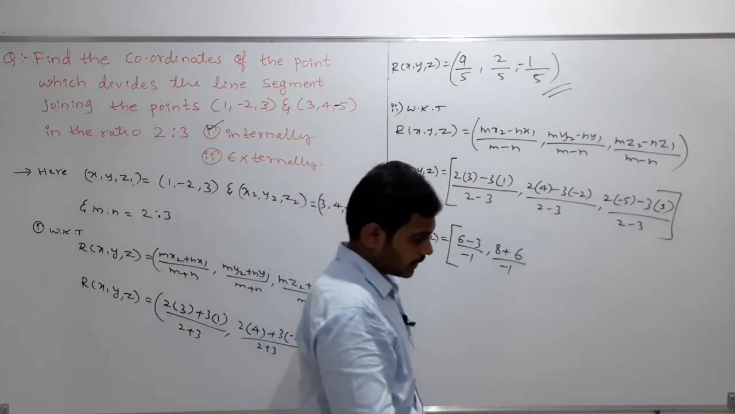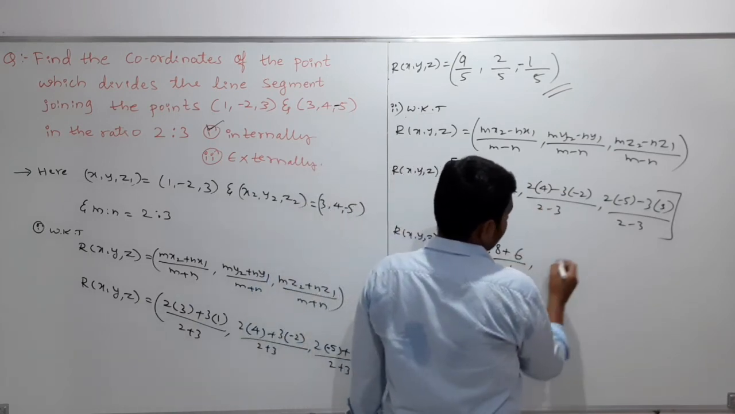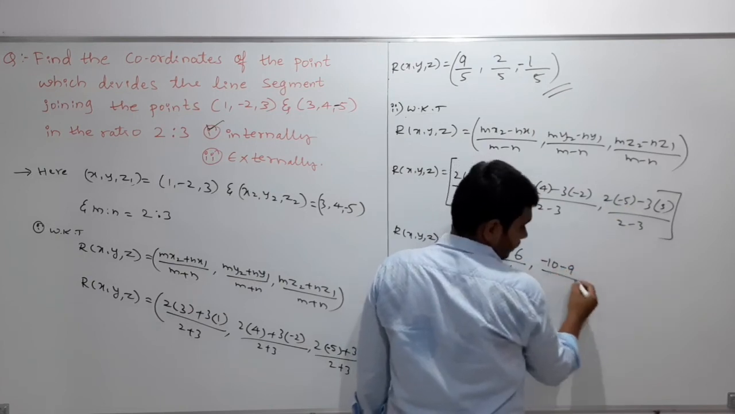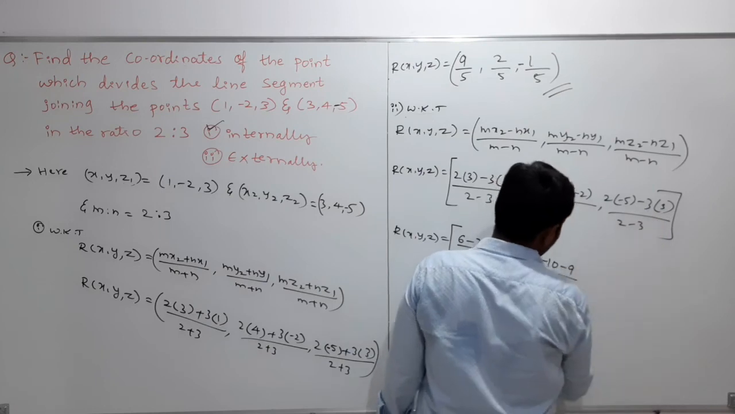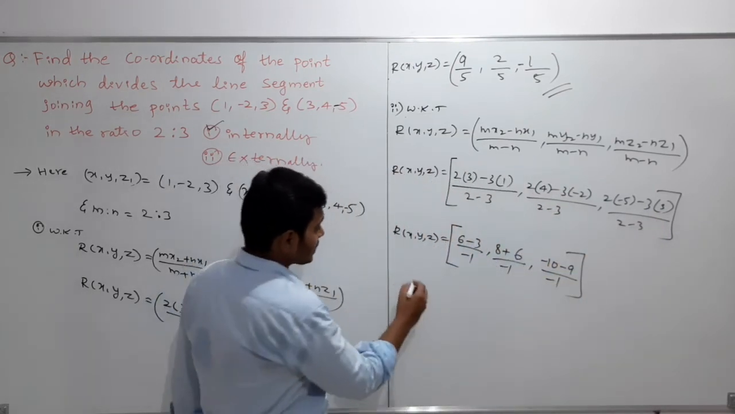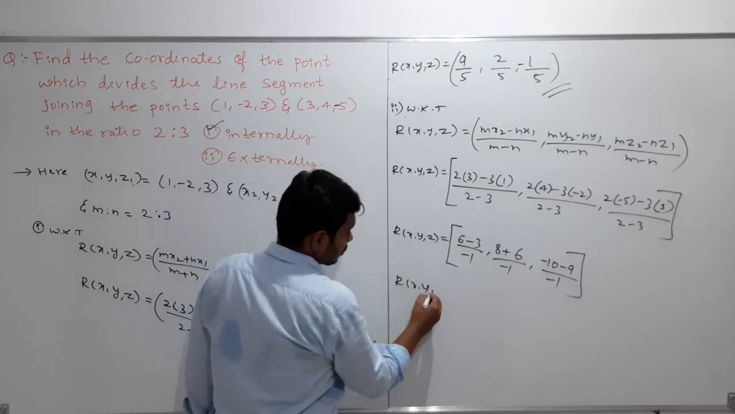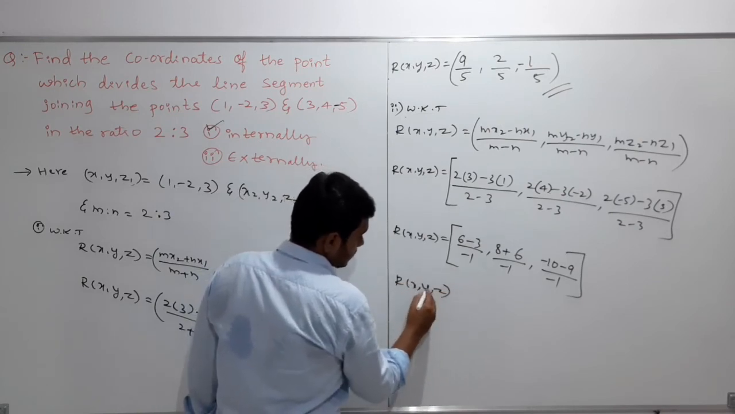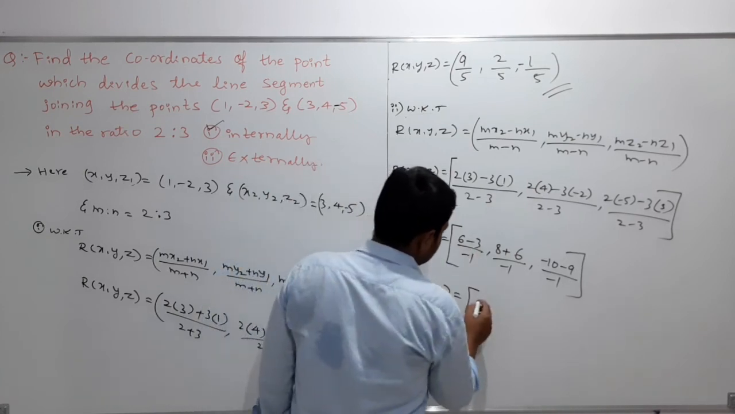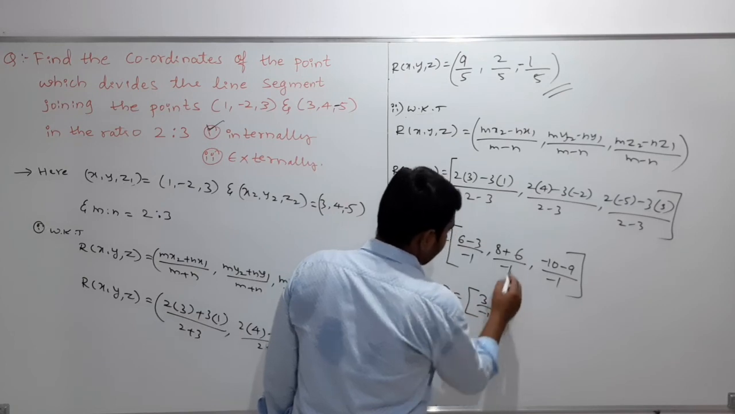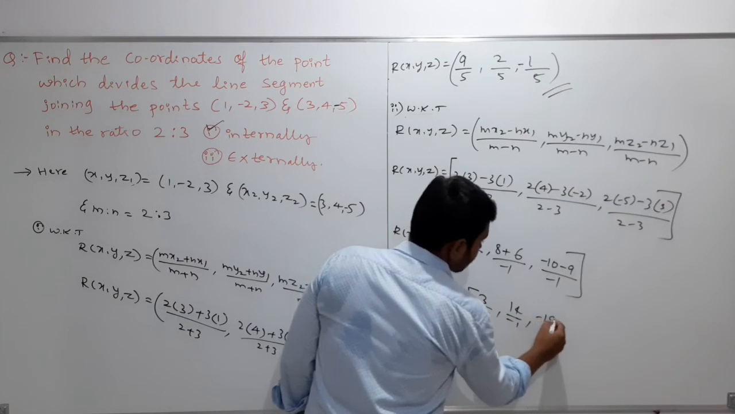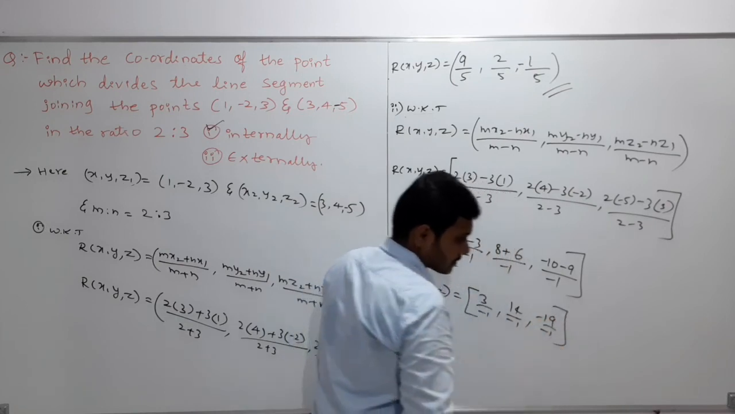I hope you are getting it, my dear students. And now comma, minus 5 into 2 is minus 10 minus 9. Am I clear? So here it is whole divided by minus 1. So further simplify this one, my dear students. r of x comma y comma z is equal to 6 minus 3, which is 3, divided by minus 1, comma, 8 plus 6, that is 14, divided by minus 1, comma, minus 19 divided by minus 1.